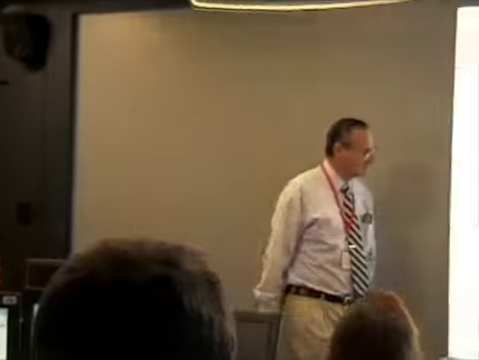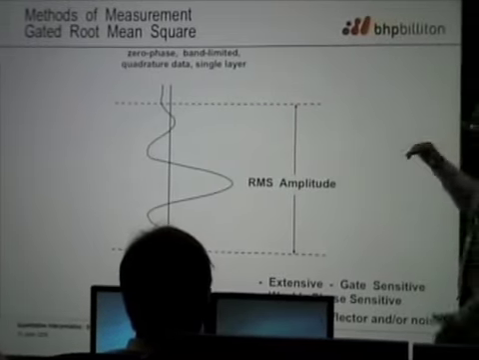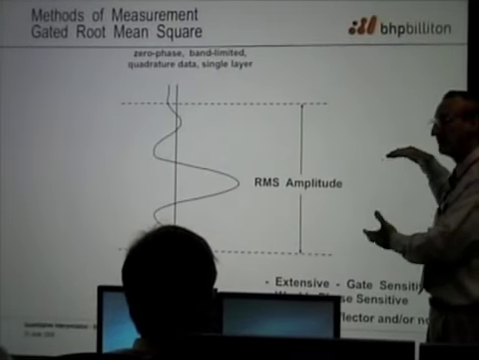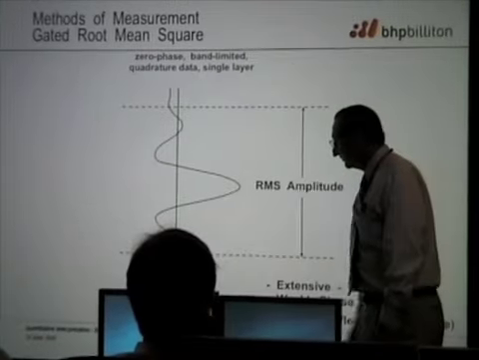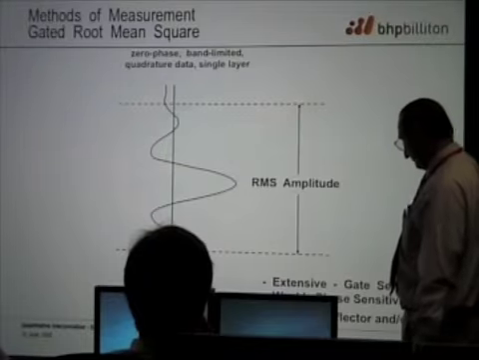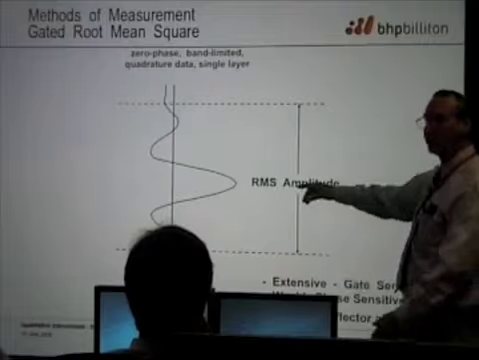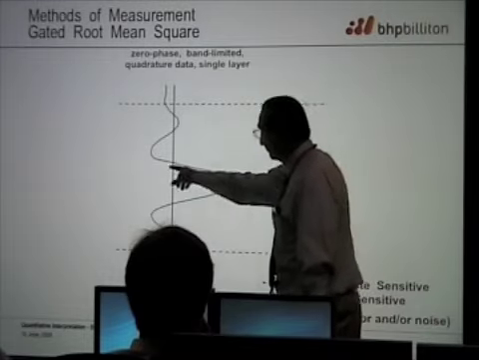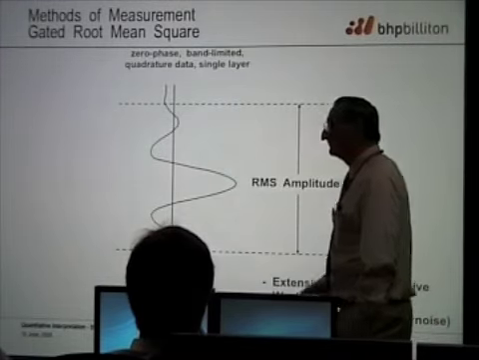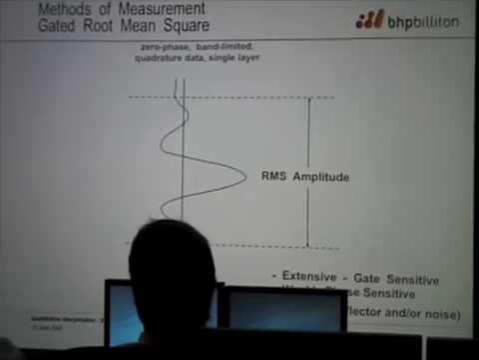It's fairly obvious that RMS amplitude is an extensive kind of thing. If you take a bigger gate, you'll get a different answer, and if you take a smaller gate, likewise. That's enough to kill it. Second, it is weakly phase sensitive. If you roll the phase, this would be a zero phase. If you roll the phase of this, you'll find out. It's a simple way to do it.